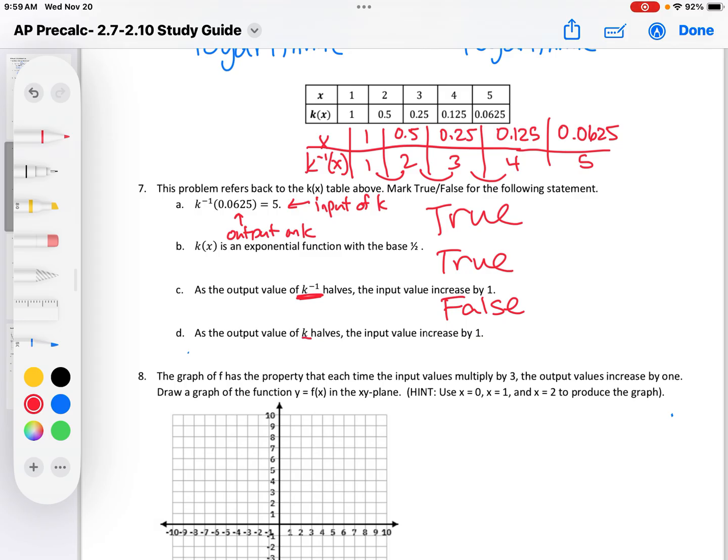D says as the output values of k halves. So here we're looking at the original table for k. And in this case, that is true, and the inputs are increasing by 1, so this is true.